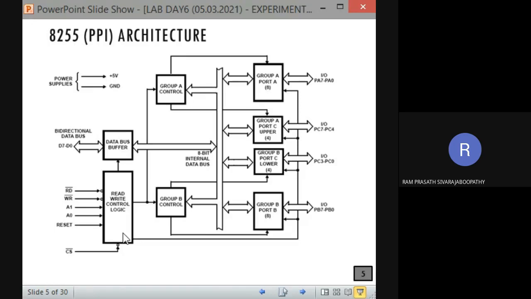3 ports. That means 24 pins, correct? If I want to interface more input output devices, what do we have to do? We have to use one more 8255. Yes, many ICs you can interface. 8255 IC நிறைய நம்ம என்ன பண்ணிக்கலாம், 8085 கூட ஆட் பண்ணிக்கலாம், எத்தனை போர்ட் பின் வேணுமோ அதுக்கு ஏத்த மாதிரி. Fine. Is it clear?